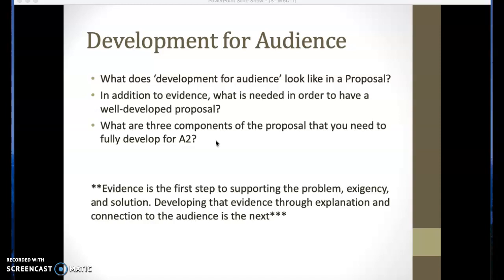A2. So when you say something like, 90% of people said that they wanted tuition lowered, I want you to not just drop in that statistic and that piece of evidence, but to explain what that means to your stakeholder, to your audience. So how does this affect them? Why is this something that's important for them to know? So make sure that's what you're doing. That's what we call development for audience.